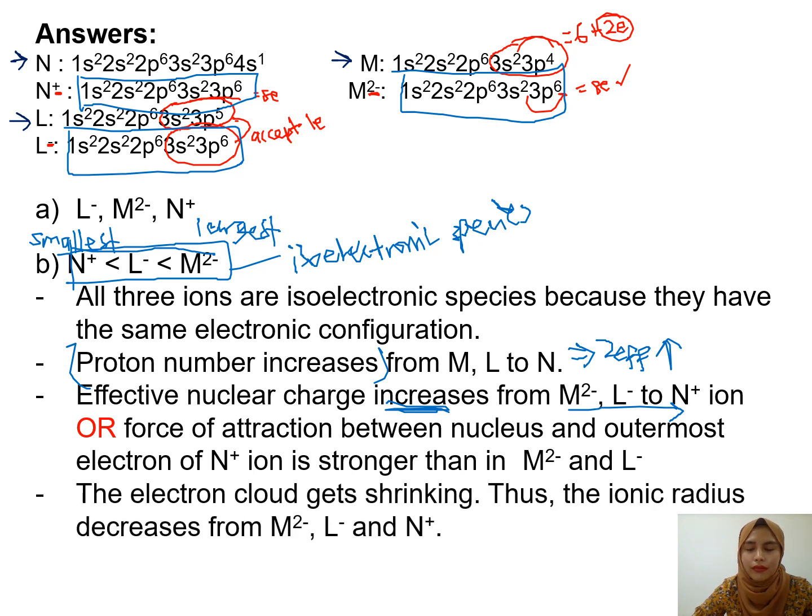Alright. Therefore, the electron clouds will shrink. Bila ZF increase, the force of attraction between nucleus dengan outermost electron pun akan jadi stronger. Jadinya, the electron cloud will be shrinking. Dia akan mengecil. Okay, so therefore, the size of the ion will decrease. Okay, from M2 minus kepada L minus, and lastly N plus lah yang paling kecil.